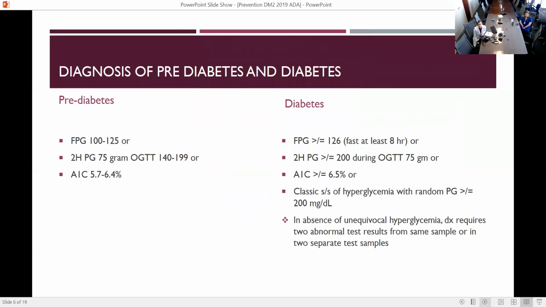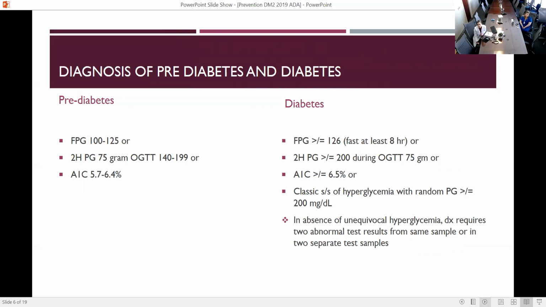So prediabetes, as I discussed before: your fasting sugars are between 100 and 125, or a 2-hour post glucose test between 140 and 199, or an A1C between 5.7 and 6.4. And to have diabetes, you have to have a fasting sugar greater than or equal to 126 after an 8-hour fast, or 2 hours after glucose tolerance test greater than or equal to 200, or an A1C greater than or equal to 6.5.